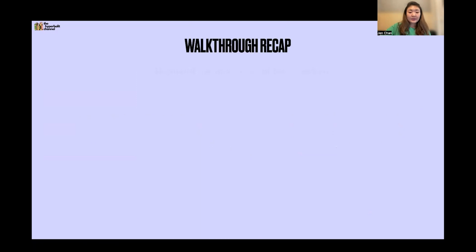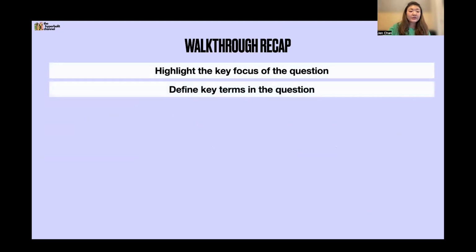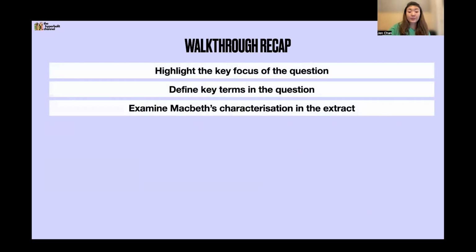And so here's a quick walkthrough recap of all the steps that we need to do when we are given an extract-based task on Macbeth. So first, we need to, as always, highlight the focus of the question. Really think about what is the question asking us to look at. And then we move on to defining the key terms in the question: hero, Shakespearean tragedy. What does a hero mean, right? Break it down.